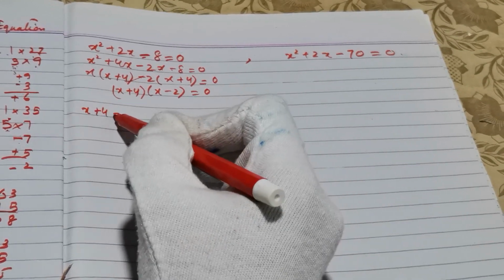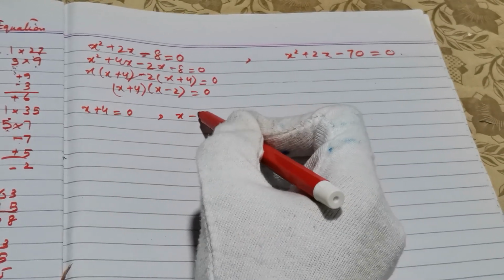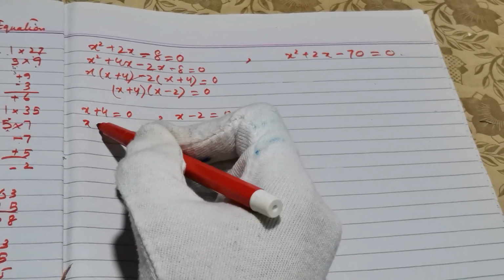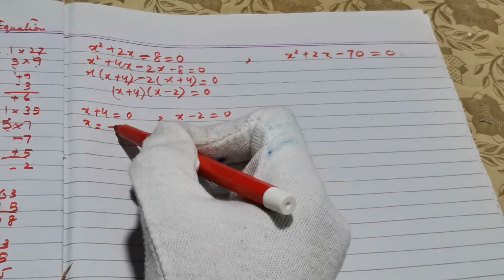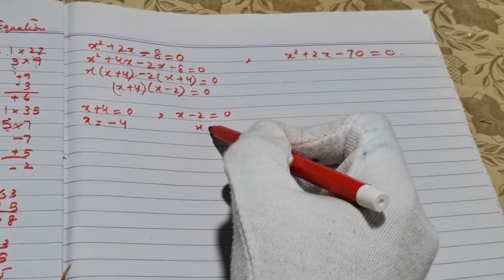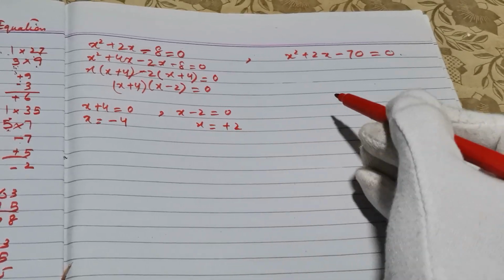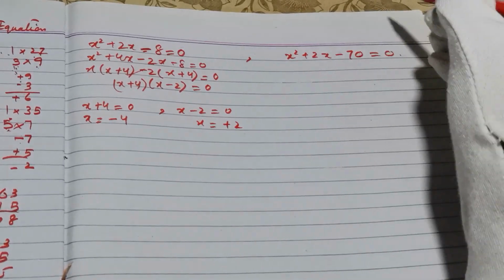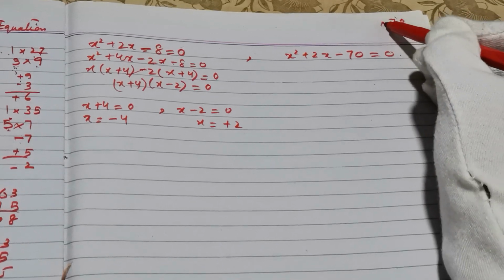First of all, we put x plus 4 equal to 0. Next, we will put x minus 2 equal to 0. The positive sign, when we take it to the right side, becomes a negative sign, so x is equal to positive 2. And 70, we make the factors of 70.